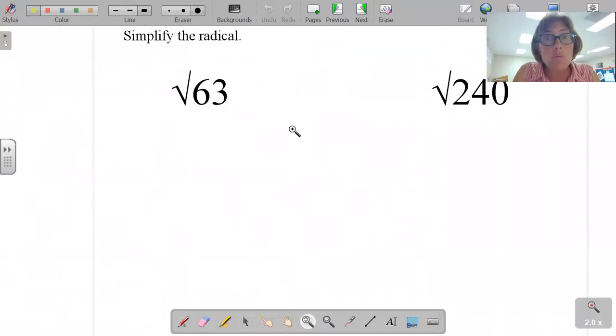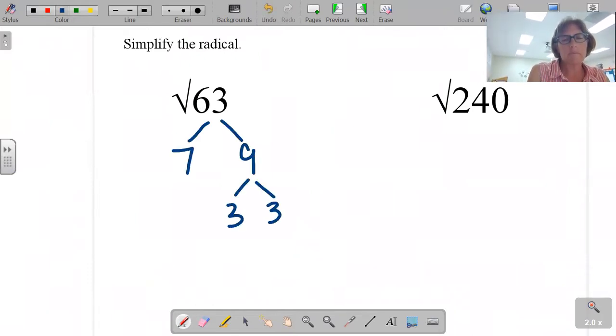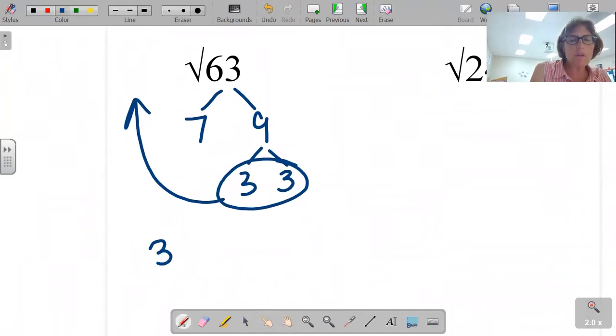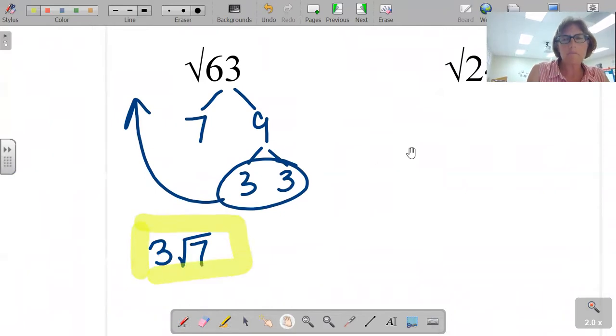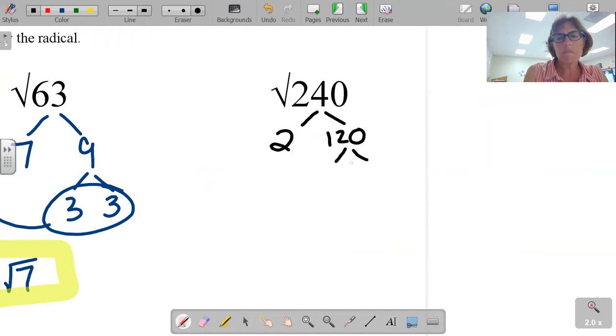Welcome back. Switching to a red pen. I'm going to do this kind of quickly because you should have the work already on your paper. So the 3s come out. So you should have 3 root 7, and that is as far as you can go there. This one. If you factored it differently, that's fine. Your prime numbers will still be the same.